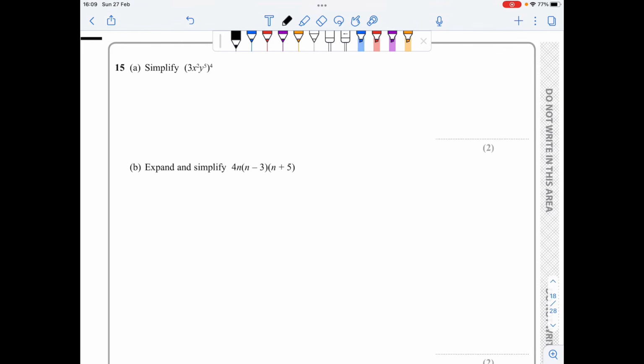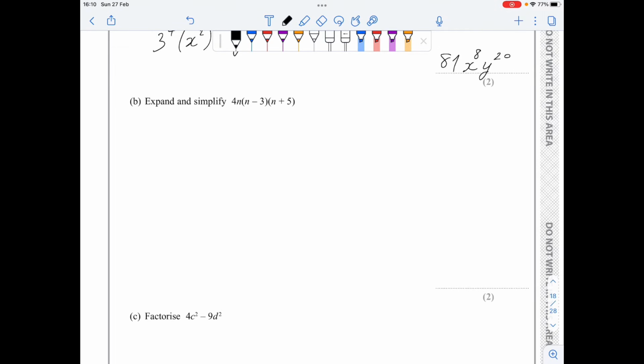In part A of question 15, I get 3 to the power of 4 times x squared to the power of 4 times y to the power of 5 to the power of 4. 3 to the power of 4 is 81, and then I'm going to multiply the powers, so I get x to the power of 8, y to the power of 20.